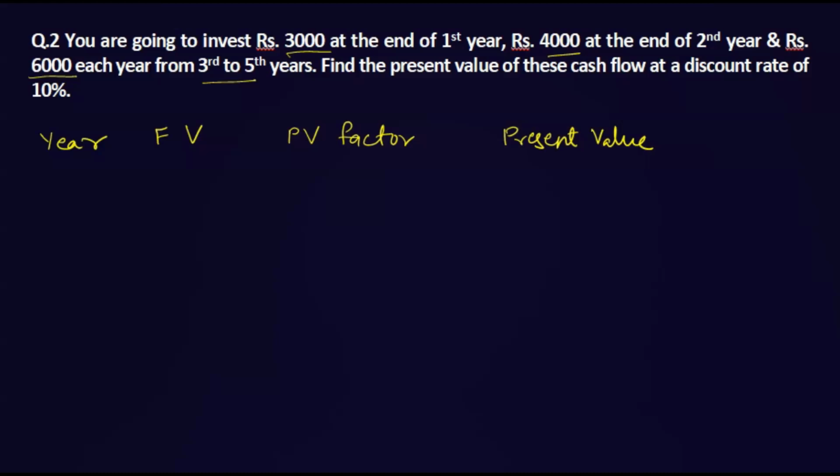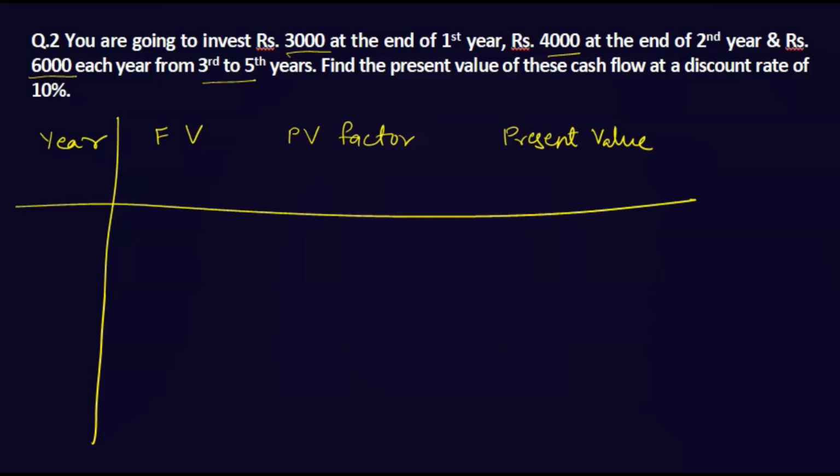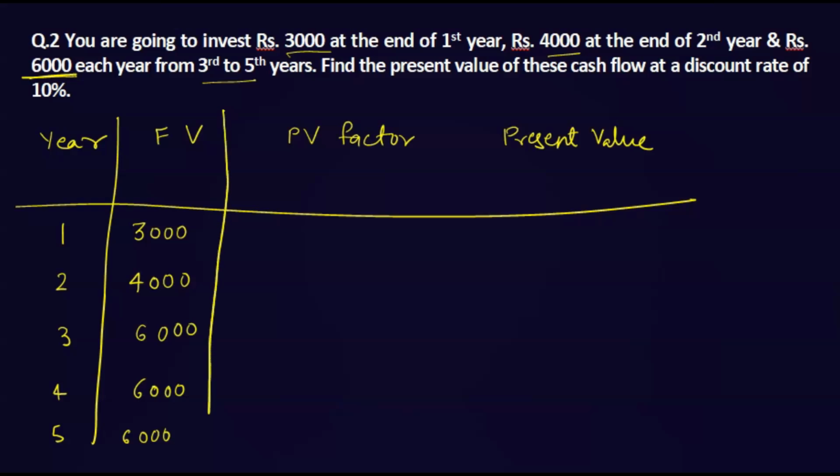Okay, so under future value, first we write how many years there are. 5 years are there, so 1, 2, 3, 4, 5. Future value: first year it is 3,000, second year it is 4,000, and from third to fifth year it is 6,000. So for all these 3 years it will be 6,000 only. So we have to write that. Now for each year we have to find the present value. Okay, so the PV factor.